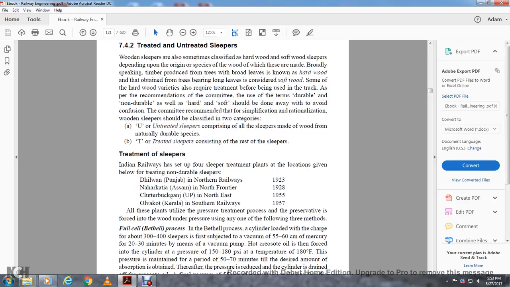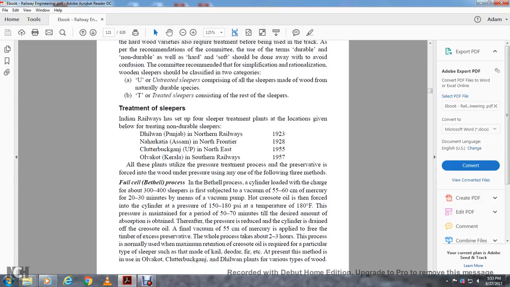Dehradun, Northern Railway, Naukat, Northern Frontier, Clutter, Bangalore, Northeast, Kerala, and Southern Railways. All these plants utilize pressure treatment, a process in which the preservative is forced into the wood under pressure using any of the following three methods. Full cell or Bethell process. In the Bethell process, the cylinder is loaded with a charge of about 300 to 400 sleepers, first to draw a vacuum of 55 to 60 centimeters of mercury for 20 to 30 minutes by means of vacuum pumping.